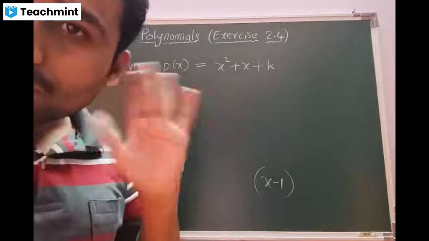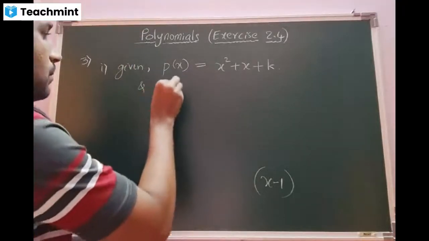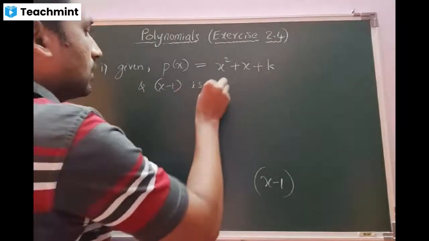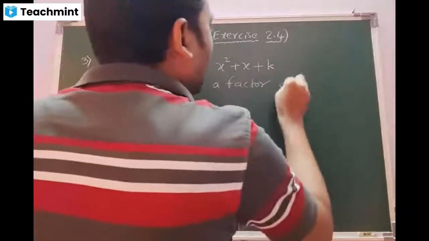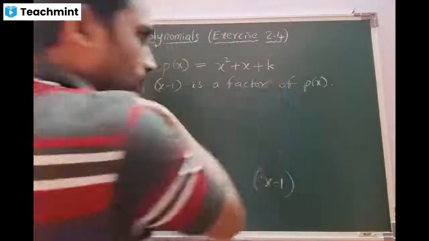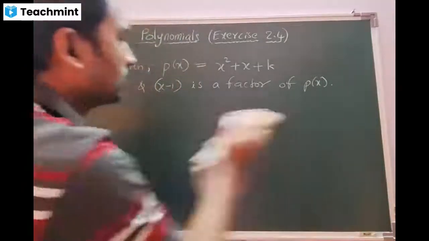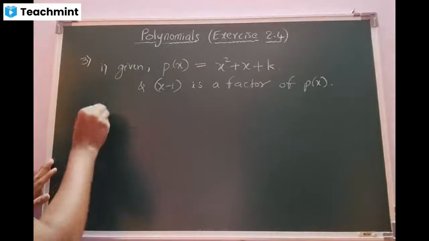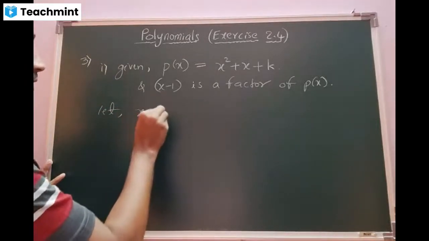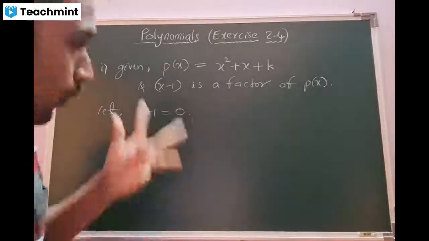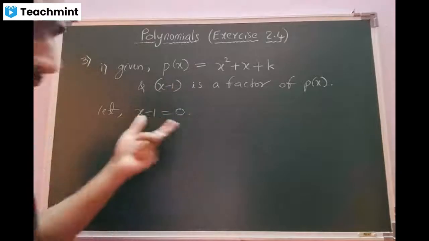Yes, sir. They gave the dividend and they are telling us x minus 1 is a factor of p of x. This is what they gave. Correct, beta? Okay, let us do the same work. Let the divisor, that is x minus 1, be equal to 0. Here, beta, I have not mentioned g of x is equal to x minus 1. Both are the same, so I am taking it directly. Clear, beta?